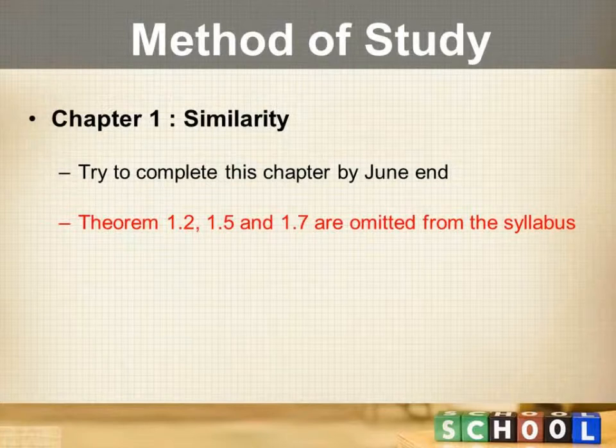In the month of June, you can study chapter 1, similarity, with 9 theorems, 6 properties and 53 sums. Out of 9 theorems, 3 theorems have been deleted. That is 1.2, the converse of the basic proportionality theorem, 1.5, the converse of Pythagoras theorem, and theorem 1.7, the converse of the 30-60-90 theorem. Therefore, you have to study only 6 theorems.